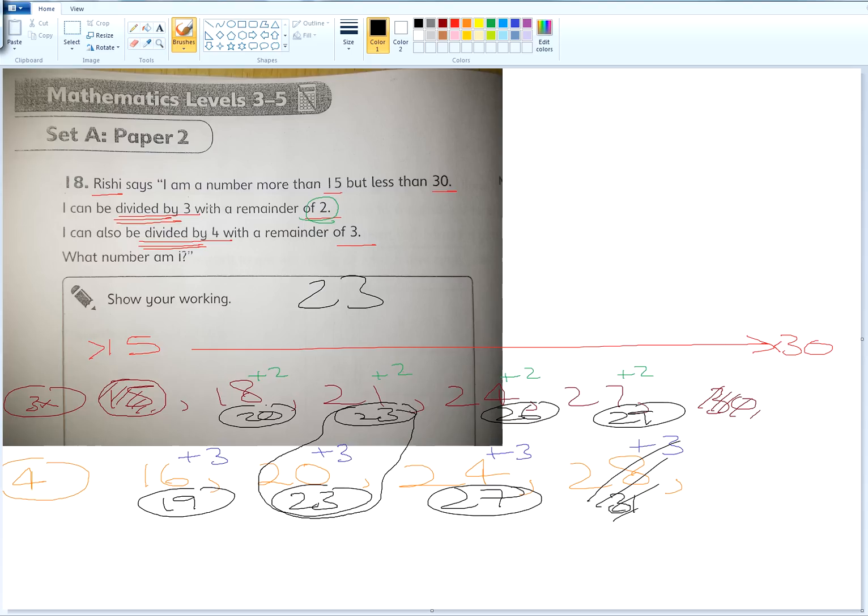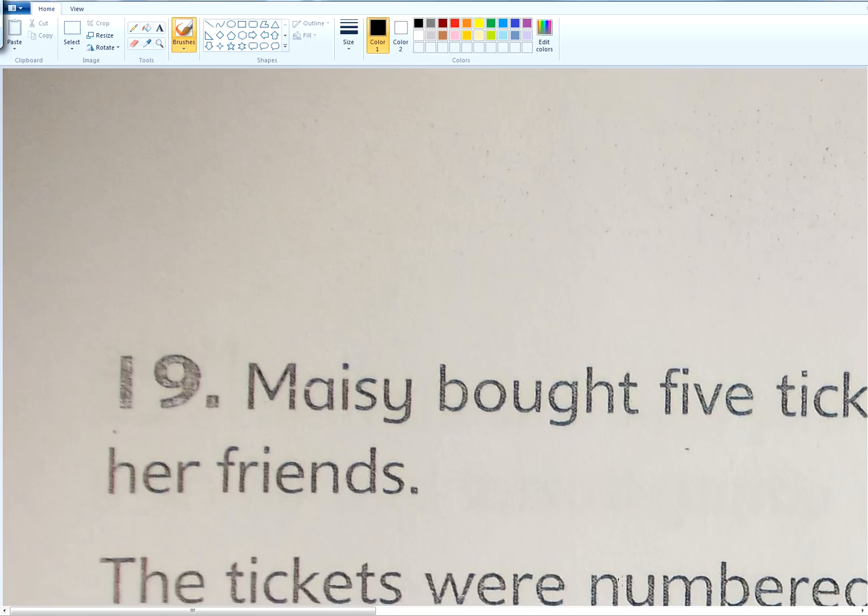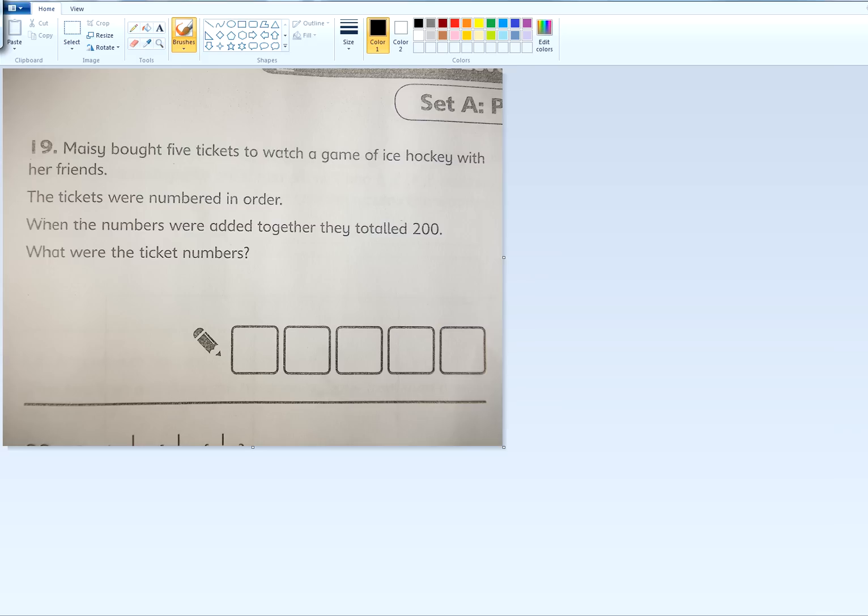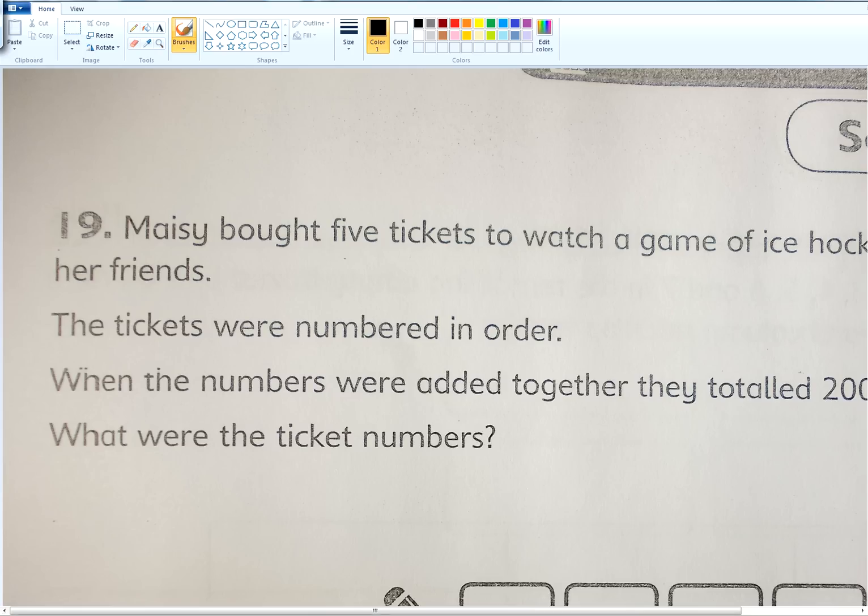The next question is question number 19. Okay. I'm sure that was fun. Okay, I gotta make that a little bit smaller, folks, because we can't see the whole question.